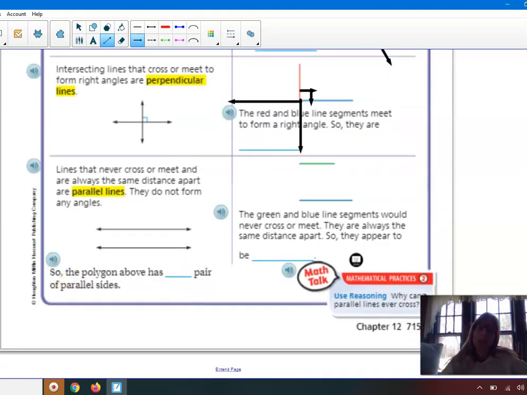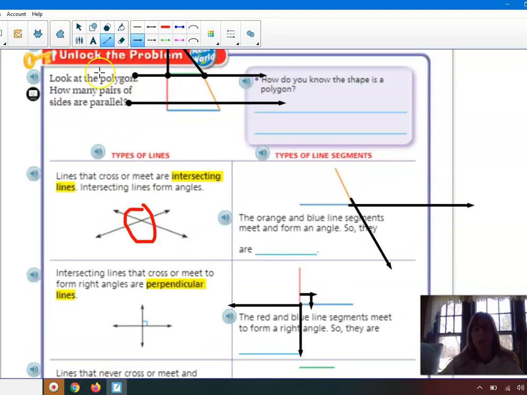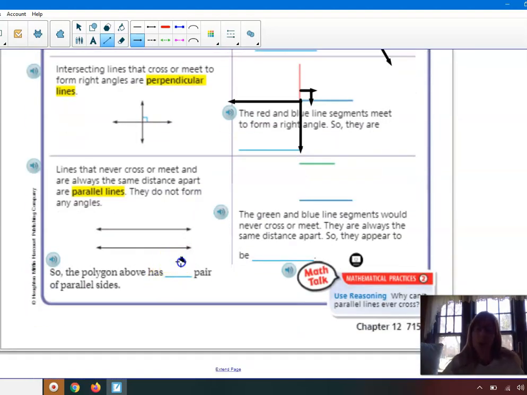All right, so we're going to continue on for lines. Lines that never cross or meet are always the same distance apart. Those are parallel, and you can see that these continue on straight and they would never intersect. So the polygon above has a pair of parallel lines. Right here, this polygon has parallel lines. And you can see that it only has one pair.